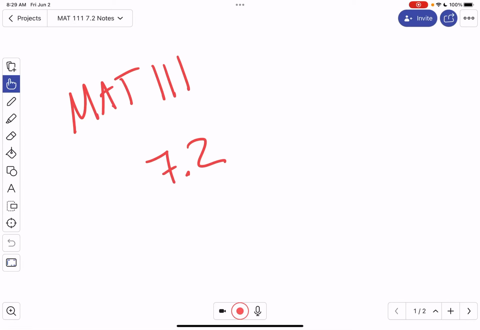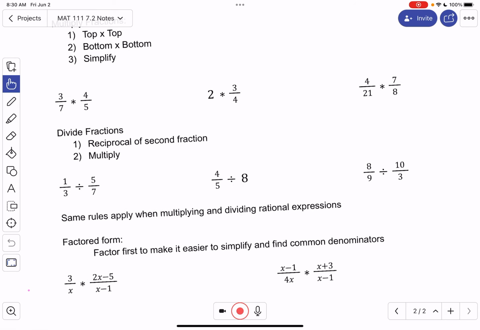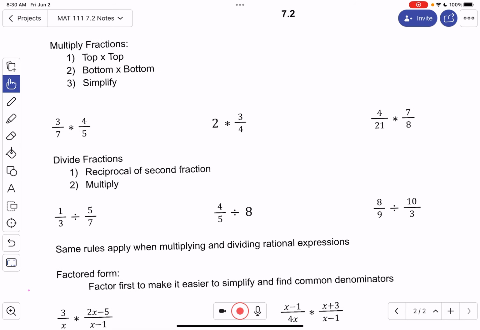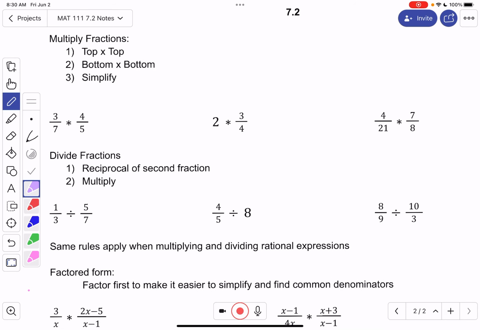This video is going to talk about section 7.2, which is working with rational expressions and equations. We're going to start by reviewing how to multiply fractions. So when you have two fractions, you do the top times the top, and then the bottom times the bottom, and then you simplify if you can.